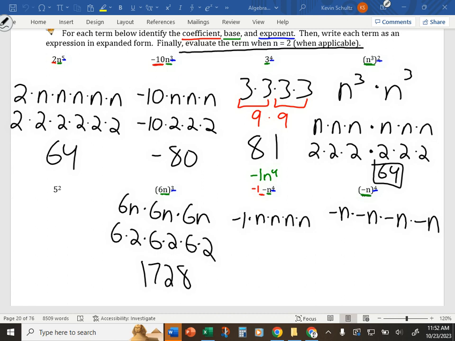So in this one, negative 1 times 2 times 2 times 2 times 2. What does that equal? 16. Negative 16, because we got that one sign there, right? In the second one, each n has a negative sign, which means each 2 has a negative sign. What's negative 2 times negative 2 times negative 2 times negative 2? Positive 16. Okay? A difference of 32. And all we did was put those parentheses there.